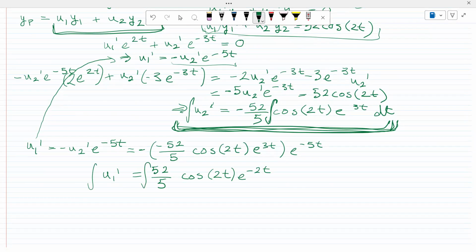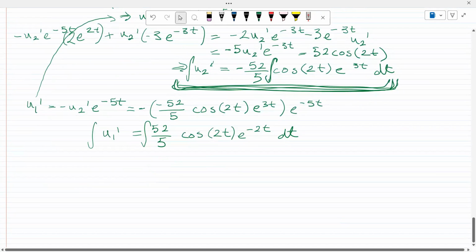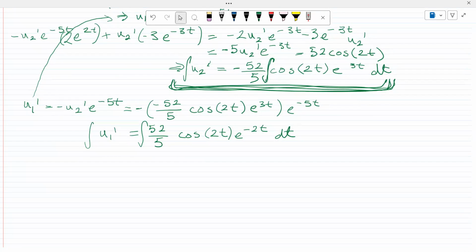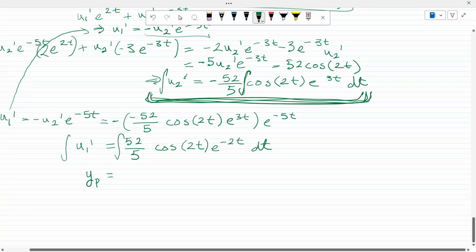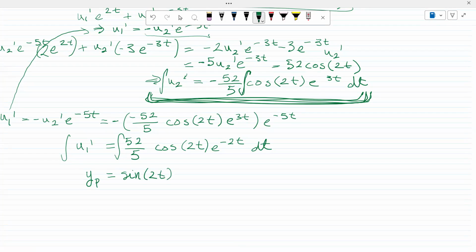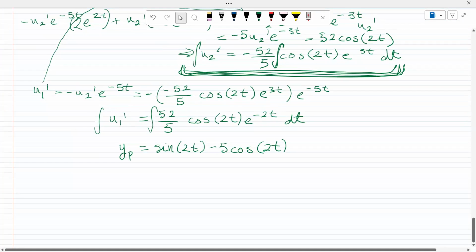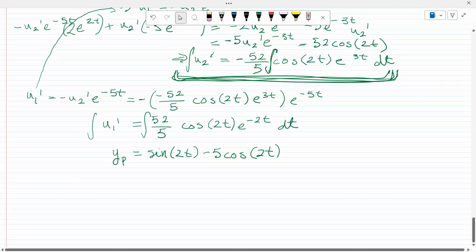And then again, we just take our integrals here in terms of dt, and then we get our final answer here. This particular solution is going to end up looking like this: sine 2t minus 5 cosine 2t. So after you do all of the integration for both of these, I see something in the chat.